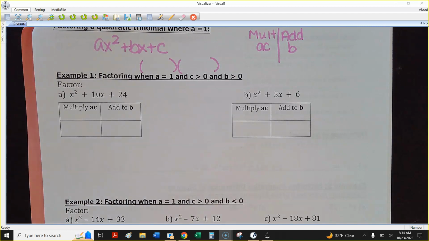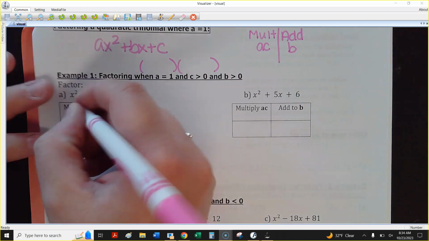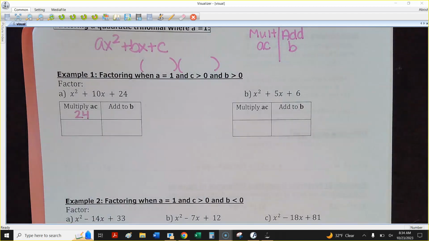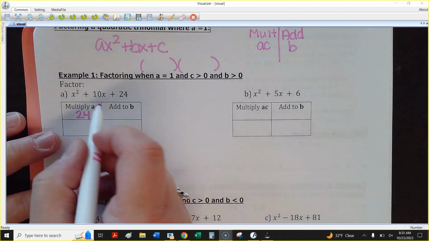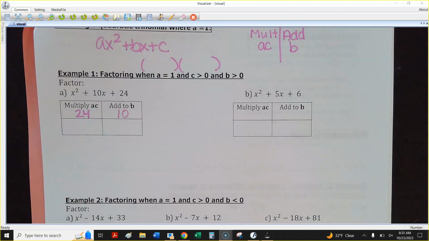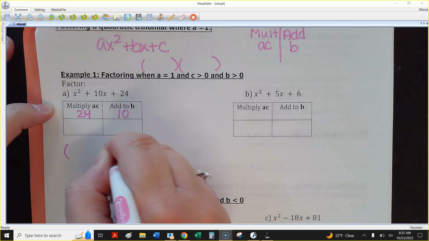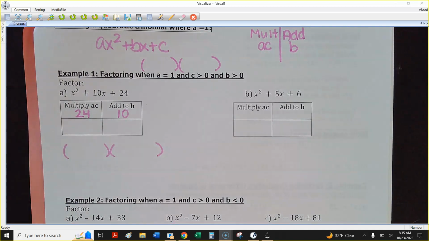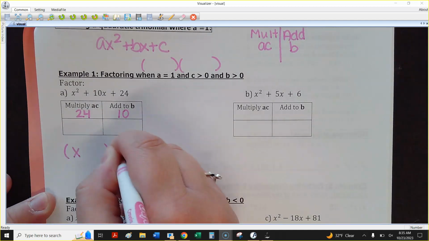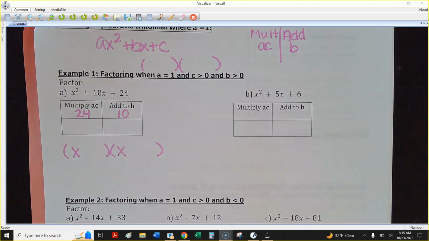So your a times c here would just be 1 times 24. So I've got to think of two numbers. When I multiply them, they would give me 24. Same two numbers, they add to give me the b value, which is 10. There's only two numbers that'll fit both of those requirements. And to set up the factors, you're just going to take the first term, which is x squared, drop the squared, and write that at the beginning of each of the factors.